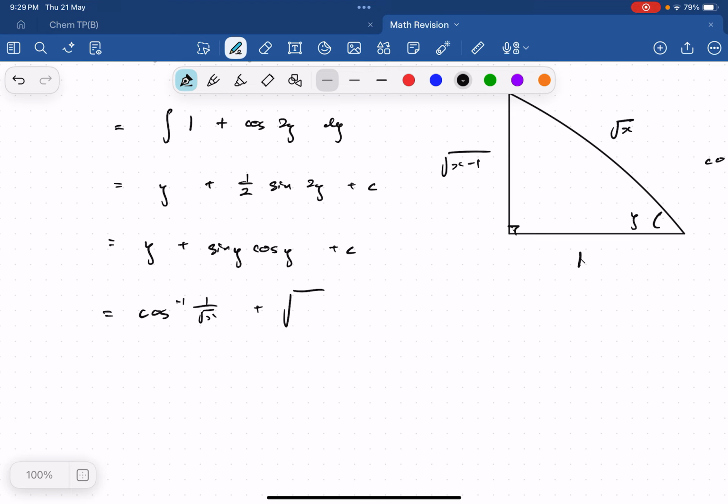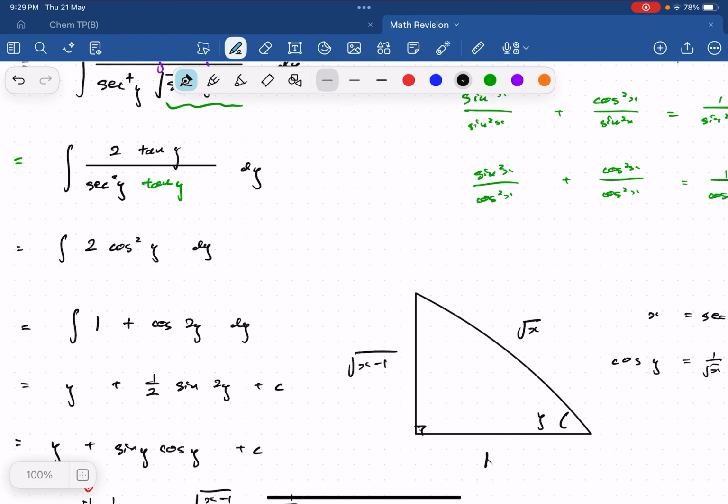Cos inverse, right? Yeah, cos inverse. So this term is this term. And then sine y cos y. So sine is root of x minus 1 over root x, times cos y, which is 1 over root x, plus c. So I'm just going to make that a bit neater. And that should be our final answer, over x plus c. Yep, okay. I'm so sorry, I lost myself a bit there as well, actually.